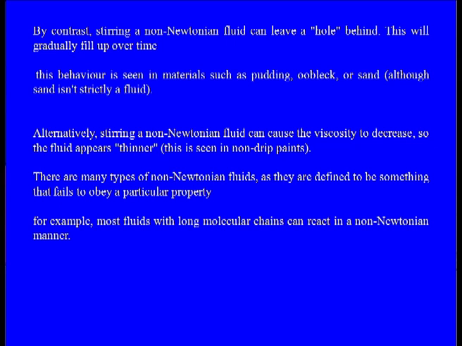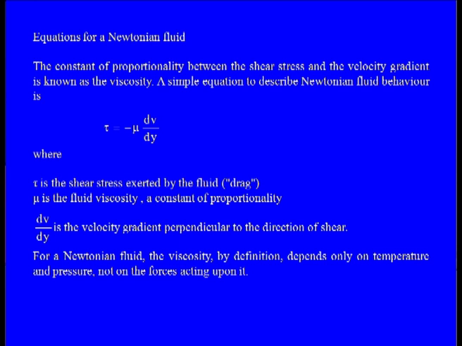There are many types of non-Newtonian fluids, as they are defined to be something that fails to obey a particular property. For example, most fluids with long molecular chains can react in a non-Newtonian manner. So, now let us define what a Newtonian fluid is in mathematical form. The constant of proportionality between the shear stress and the velocity gradient: as we said, if the relation is linear, then it is known as a Newtonian fluid.